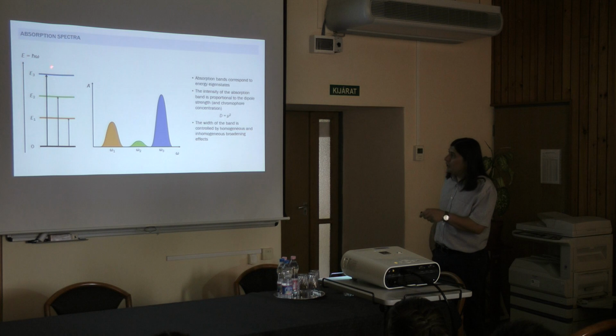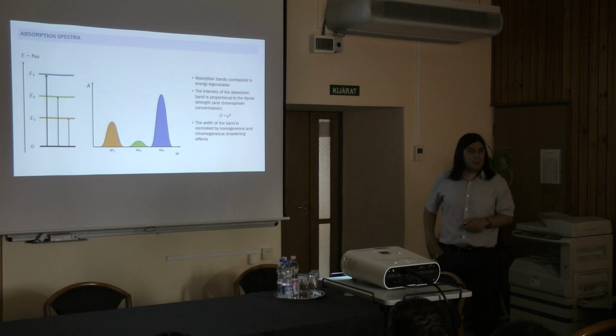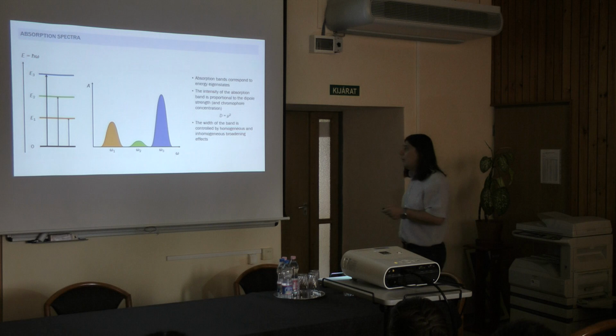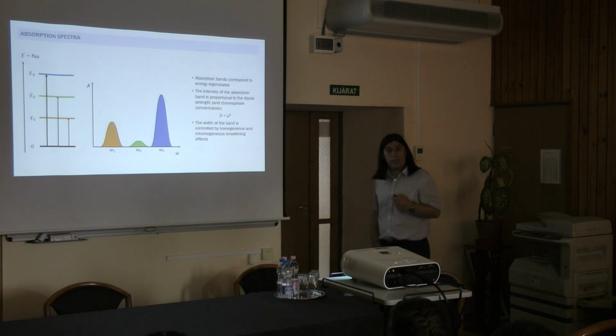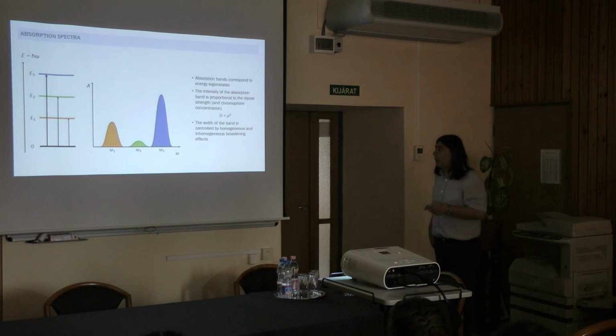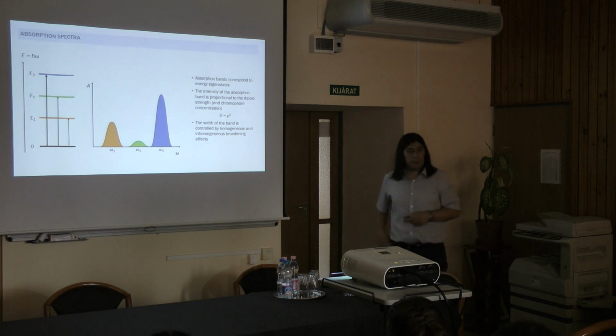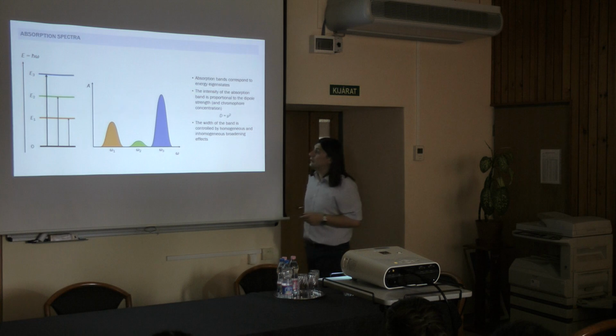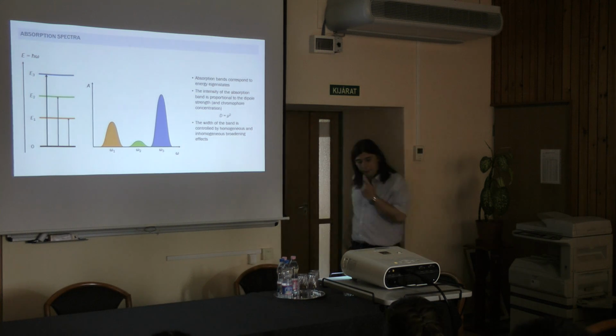Also, you notice here I draw lines, but in absorption we never see lines, right? We always see bands, because we never have infinitely small line width. We have some finite line width, which is governed by various kinds of homogeneous and inhomogeneous broadening effects. Now, let's talk a bit about the homogeneous and inhomogeneous broadening.